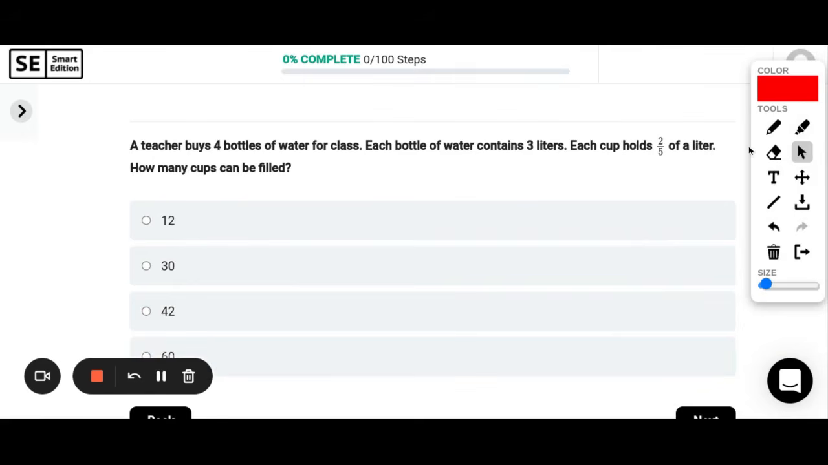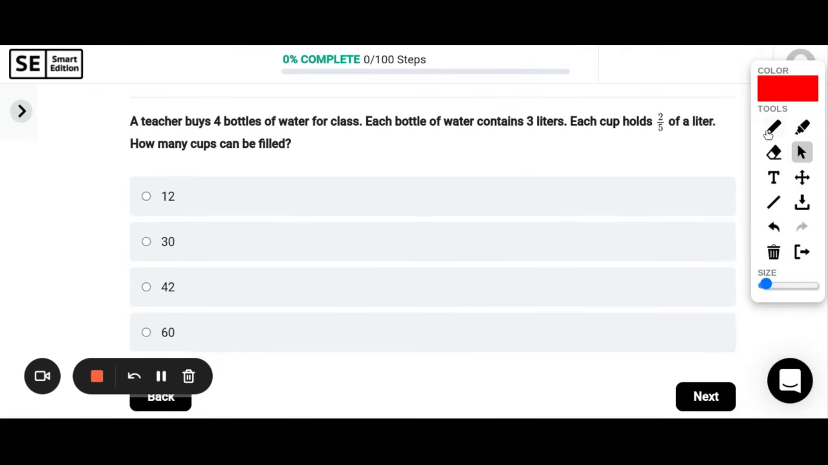Okay, a teacher buys 4 bottles of water for class. Each bottle of water contains 3 liters. Each cup holds 2/5 of a liter. So how many cups can be filled? So she has 4 bottles of water and each one contains 3 liters. So if I take 4 times 3, she has 12 total liters in class.